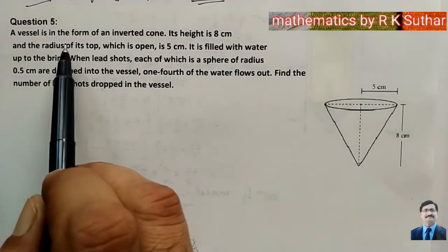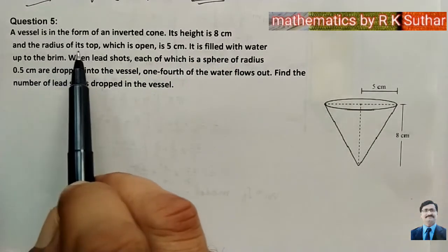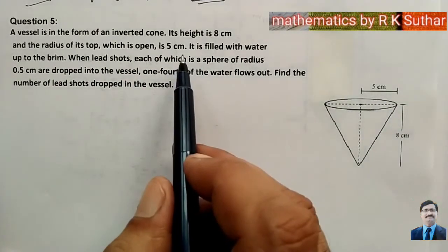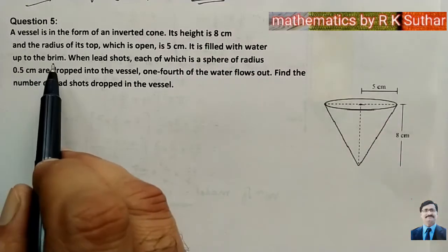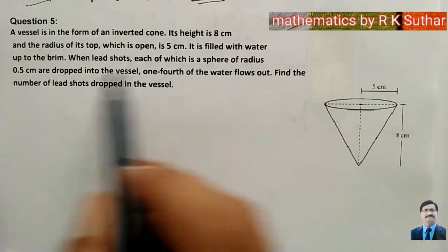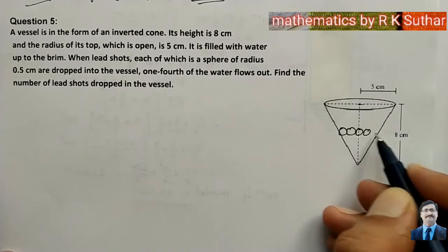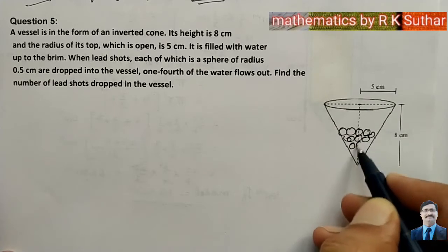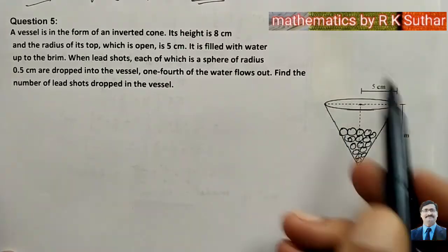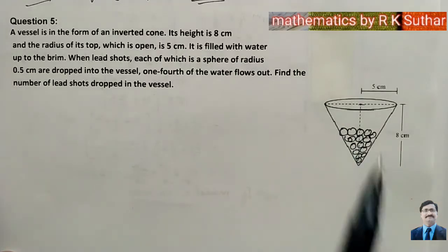A vessel is in the form of an inverted cone. Its height is 8 centimeter and the radius of its top, which is open, is 5 centimeter. It is filled with water up to the brim. When lead shots, each of which is a sphere of radius 0.5 centimeter, are dropped in the vessel, what will happen? 1/4 of the water will flow out. Find the number of lead shots dropped in the vessel.